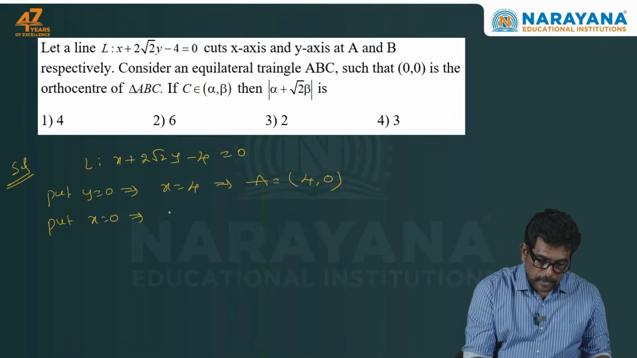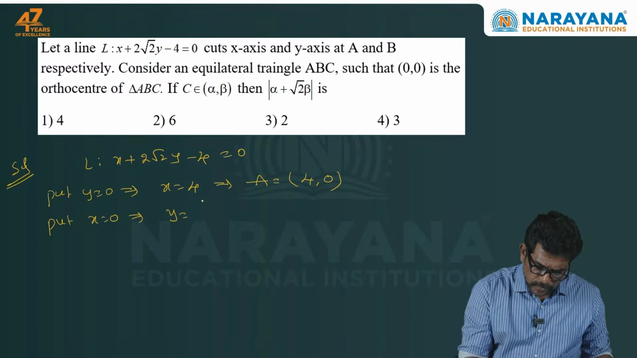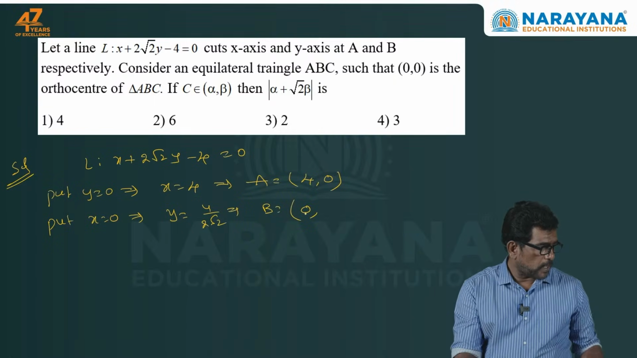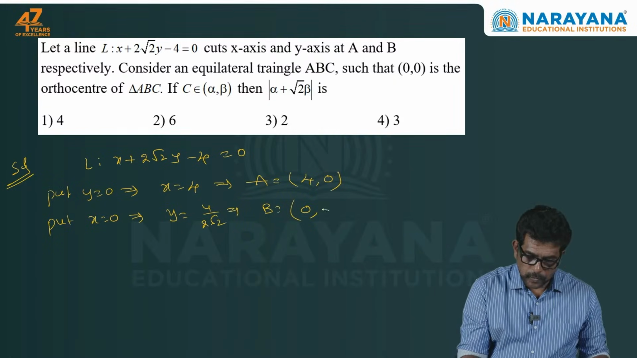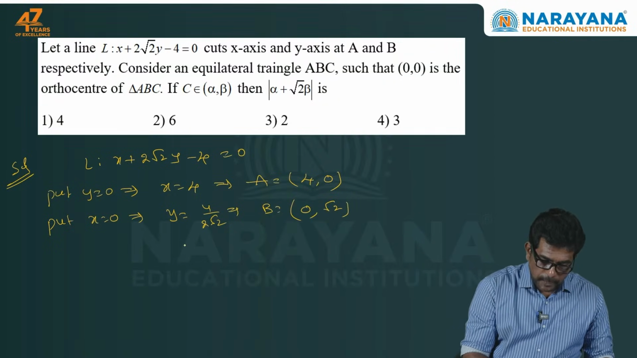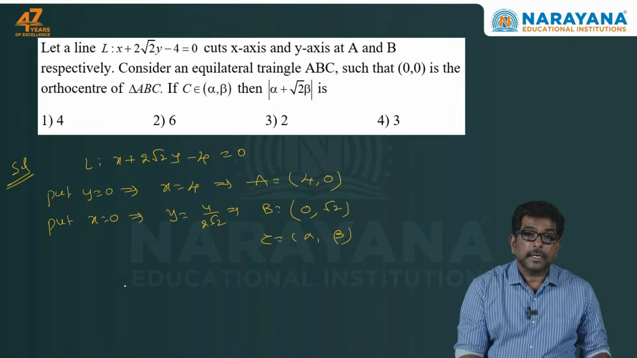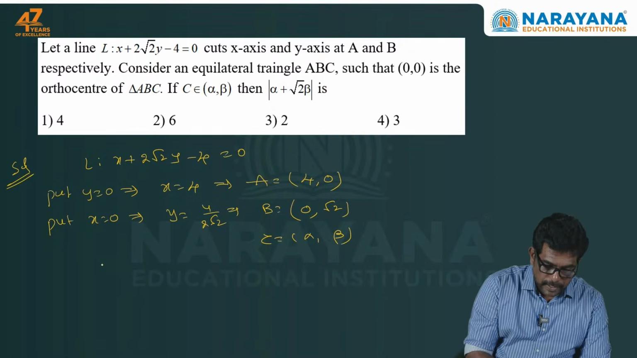By substituting x is equal to 0, y is equal to 4 by 2 root 2. It implies B is equal to (0, root 2). And C point coordinates are clearly mentioned. C is equal to (alpha, beta), where triangle ABC is an equilateral triangle.